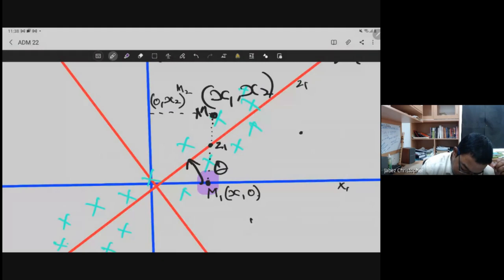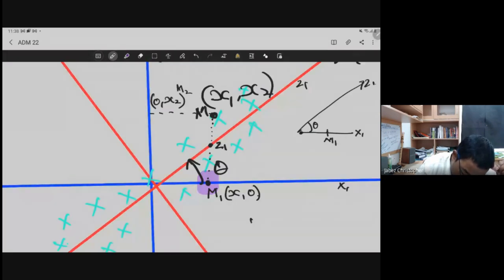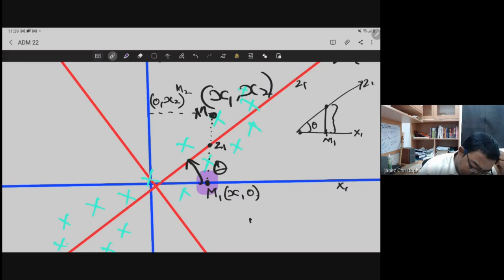What will it be? This is x1, right? This is z1, and this is tilted about an angle theta. This is my point m1. Projection of m1 on z1, what will this be? What is cos theta? Adjacent by hypotenuse. So it's going to be x1 cos theta. Projection of m1 on z1. Likewise, projection of m1 on z2.